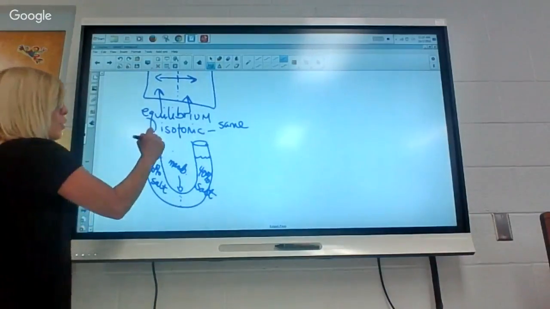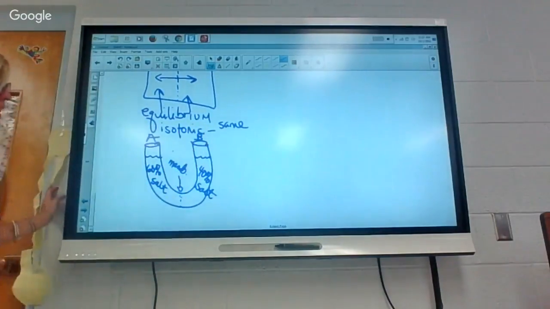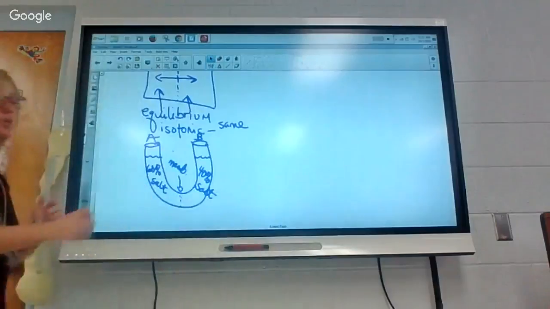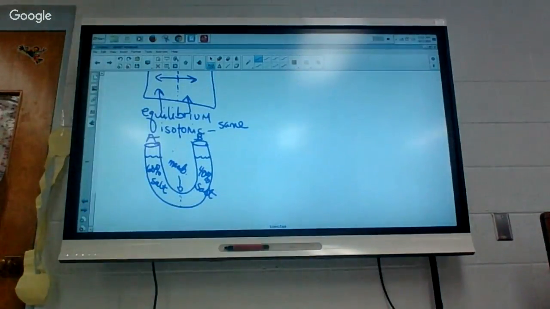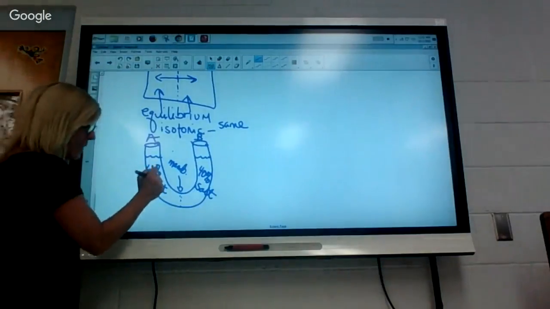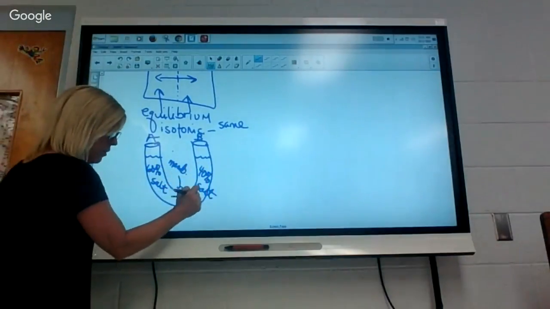The left, A or B? Let's do A or B again. A. All right, A. Now, tell me which way is the salt going to move? To the right. High salt to low salt. Yeah. Salt goes that way.